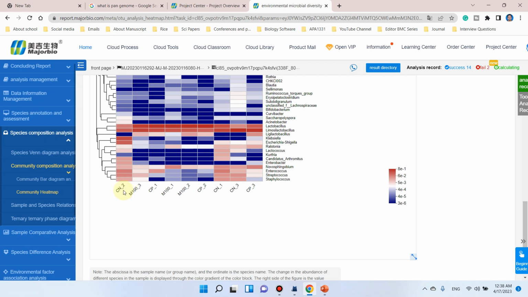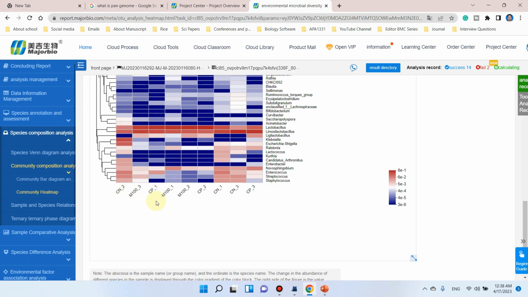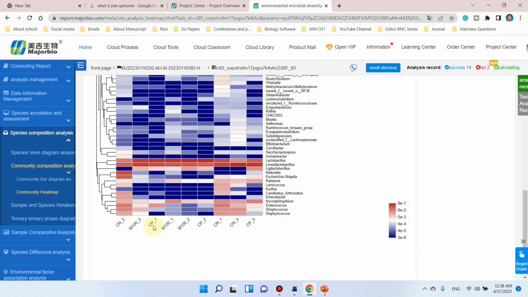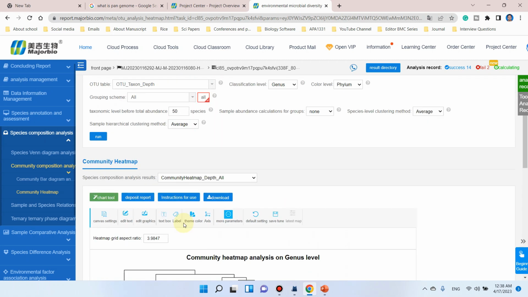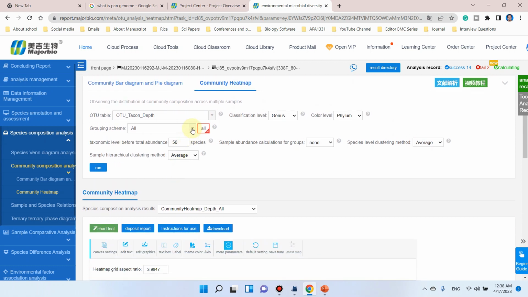It is just showing the random arrangements of our sample. Although we know that control positive should be together, control negative should be together, and similarly the management group should be together. So to edit this chart, you can simply go here and you can design your own.